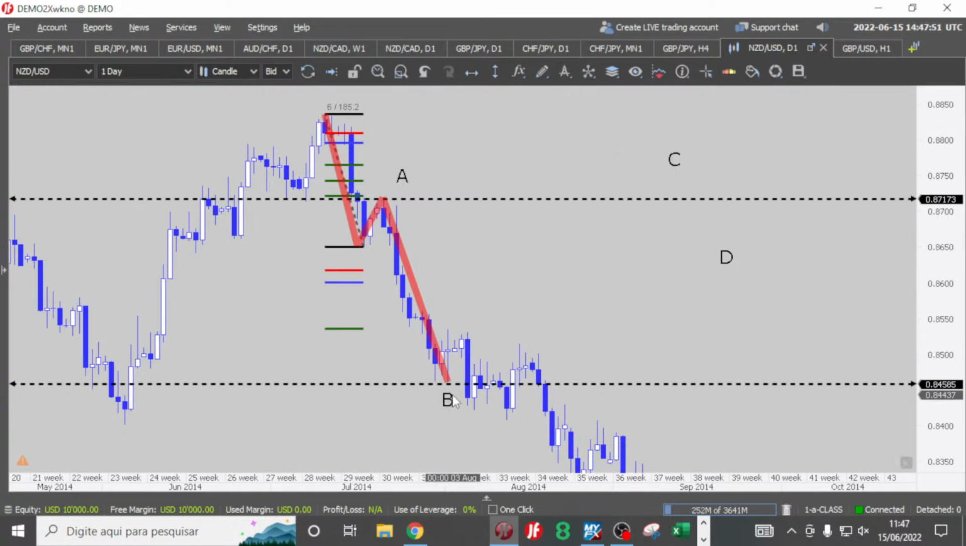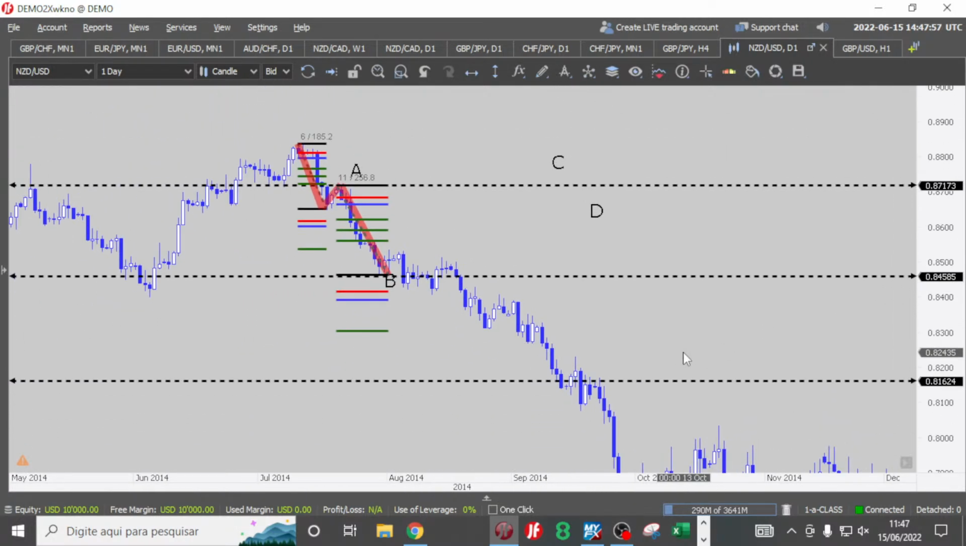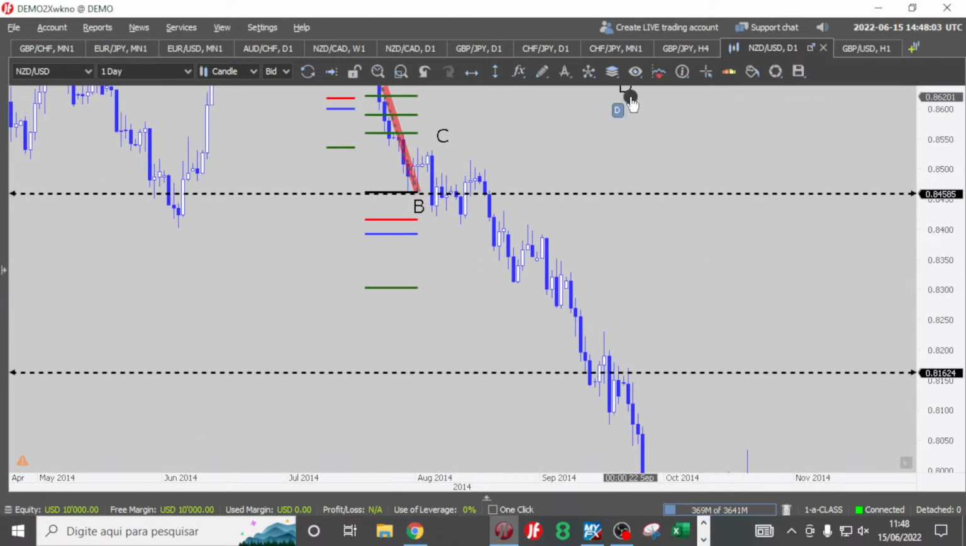Fibonacci retracement tool. Connect B to A. Let's move forward. So this is going to be our C, right? Now let's see if we can learn about the D extension again.